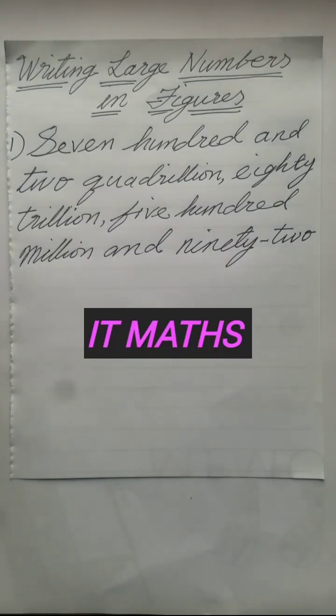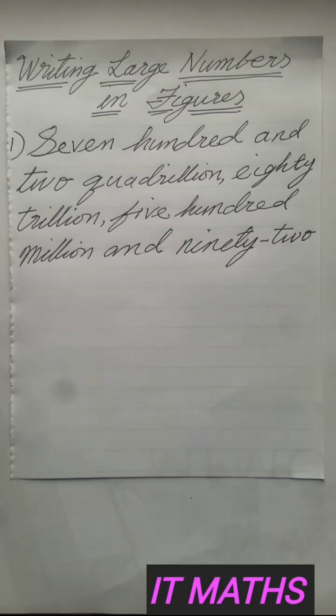In this video we'll be learning how to write large numbers in figures. And our first example is 702 quadrillion, 80 trillion, 500 million and 92.